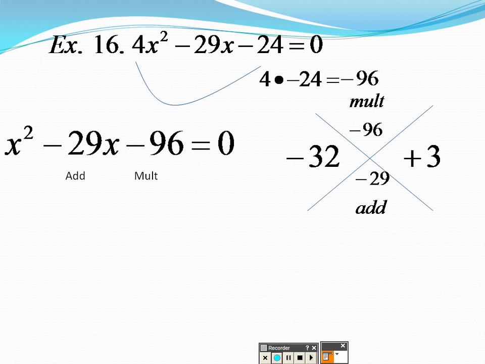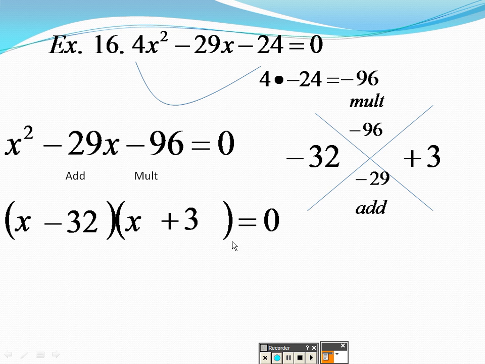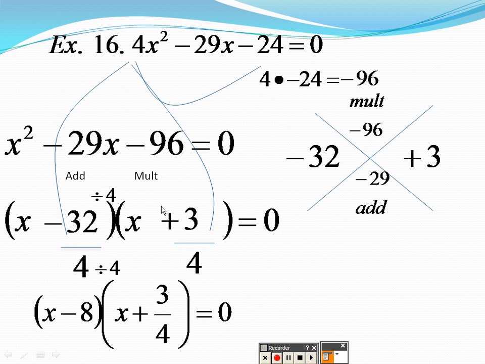And the answer happens to be negative 32 and positive 3, right? Because negative 32 times 3 is negative 96. Negative 32 plus 3 is negative 29. So when I fill those in, I put a negative 32 in here and a positive 3 in here. And because I slide by 4, I'm now going to divide each of these by 4. 32 divided by 4 is 8. That's simple, right? And over here, I have 3 over 4, which I cannot simplify.